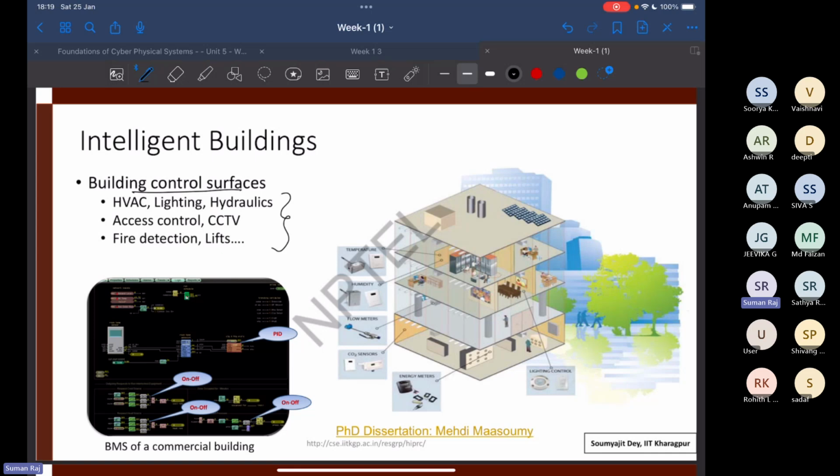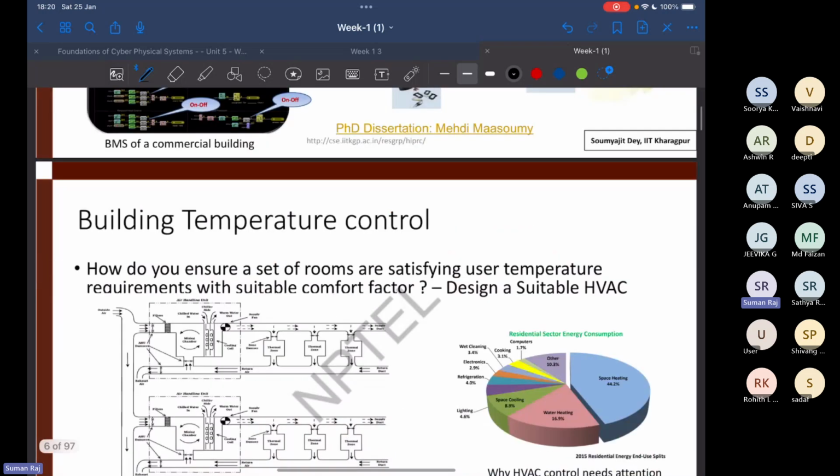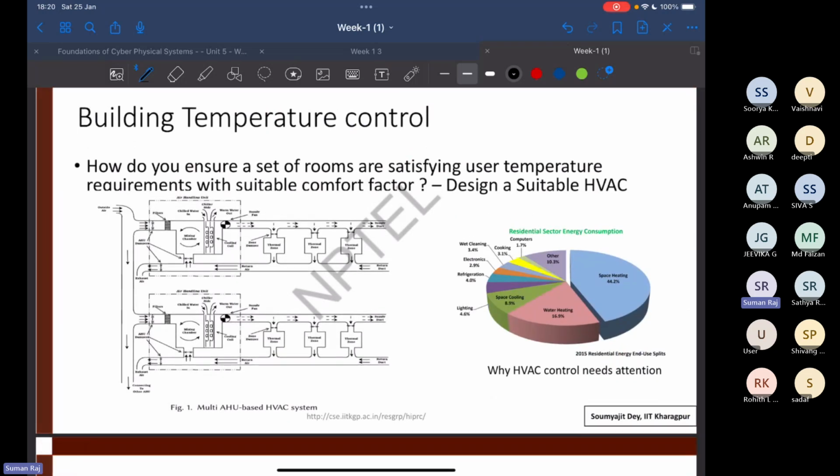Okay, so these are the different things: you have access control, you have CCTVs, you have fire detection, you have lifts, you will have your HVAC, lighting, hydraulics. There are multiple things that are incorporated when you actually want to construct a building, or a big apartment, those kinds of things. The first thing that they talk about is building temperature control. Here they ask how you ensure that a set of rooms satisfy the user temperature requirements with suitable compute factor.